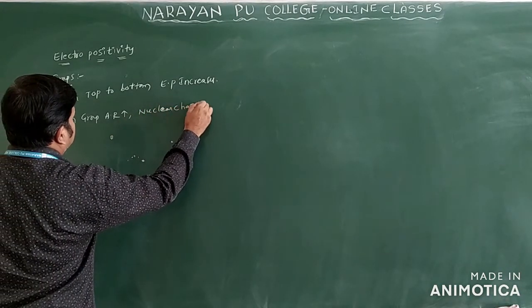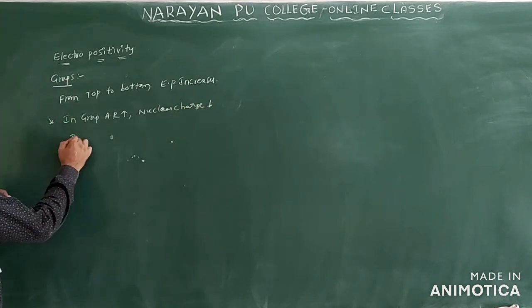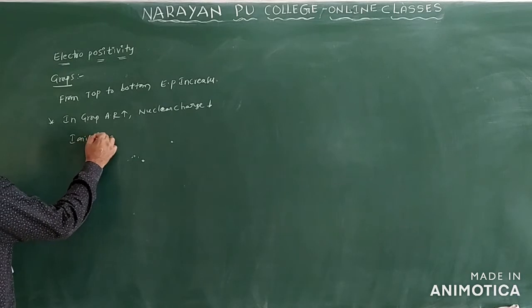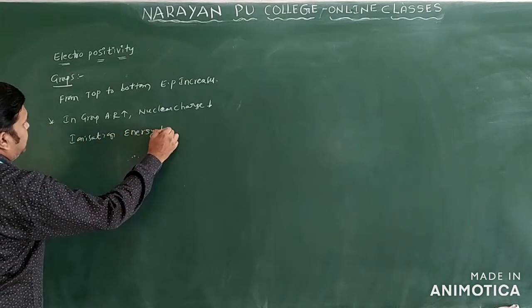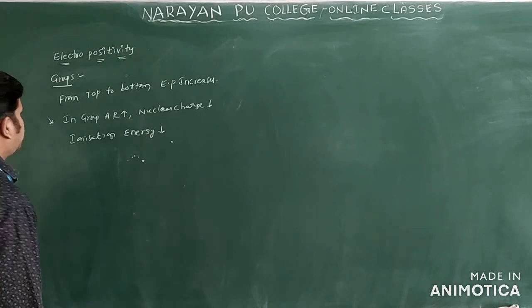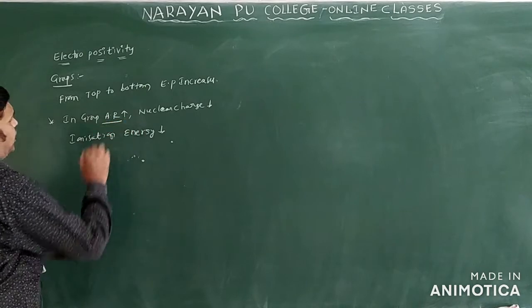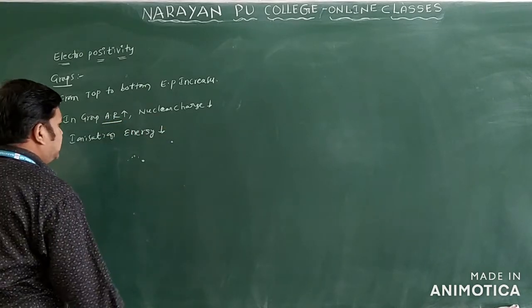Nuclear charge decreases, and one more: ionization energy also decreases. Ionization energy decreases means they have low ionization energy, because down the group atomic radius increases and nuclear charge decreases, so ionization energy decreases.